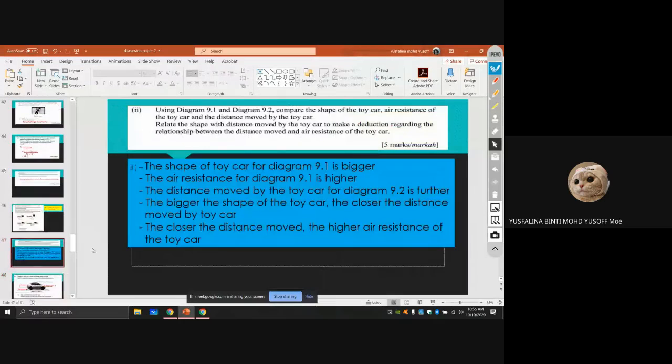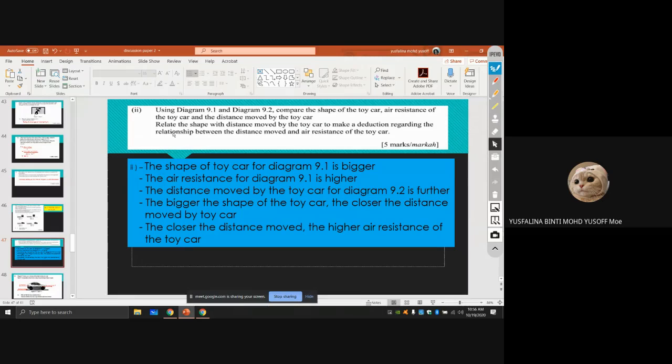Okay, the next one, using diagram 9.1 and 9.2, you have to compare the shape of the toy car, air resistance, and also the distance moved by the toy car. So relate the shape with the distance moved by the toy car to make a deduction regarding the relationship between the distance moved and air resistance. So 5 marks, so means 5 points here.